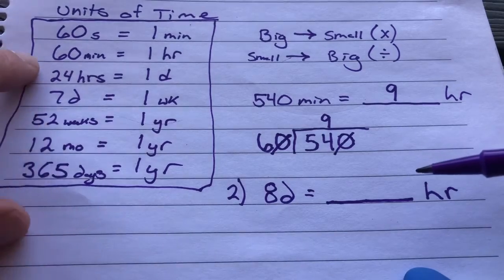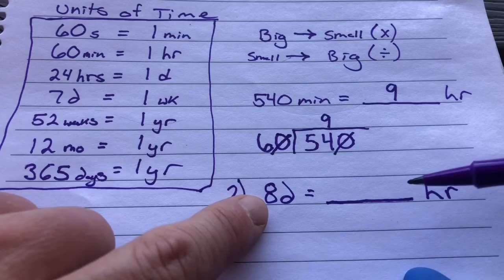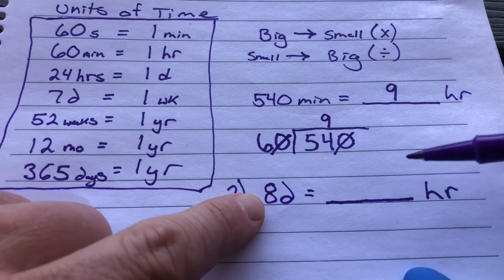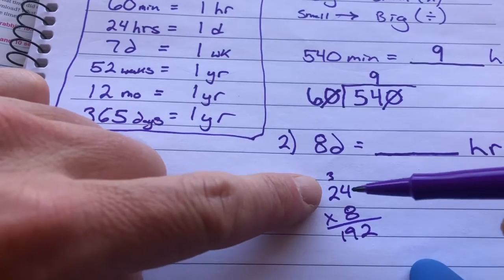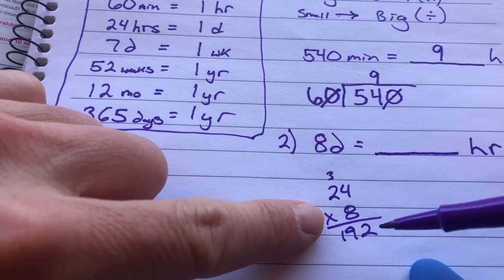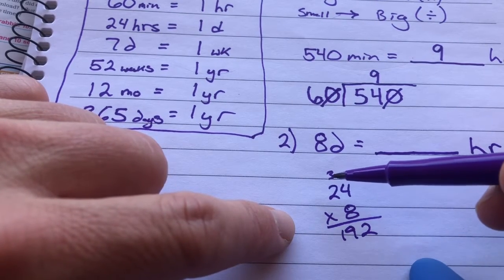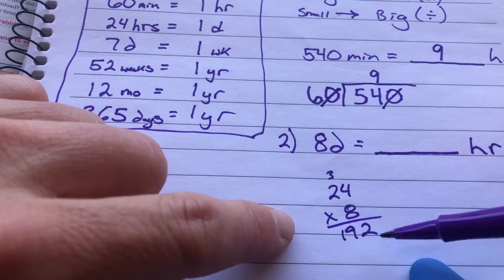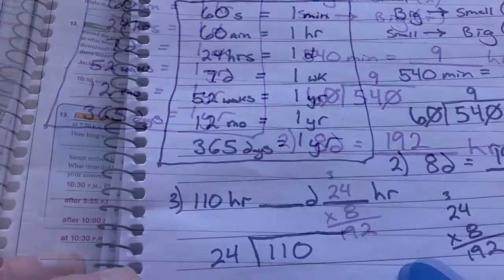So we come over here, and I can see that 1 day is equal to 24 hours. So if I have 8 days, that's 8 groups of 24. So I went ahead and set that up. I did 24 hours times 8 days. 8 times 4 was 32. And 8 times 2 was 16, 17, 18, 19. Let me place it down there. For 192 hours.